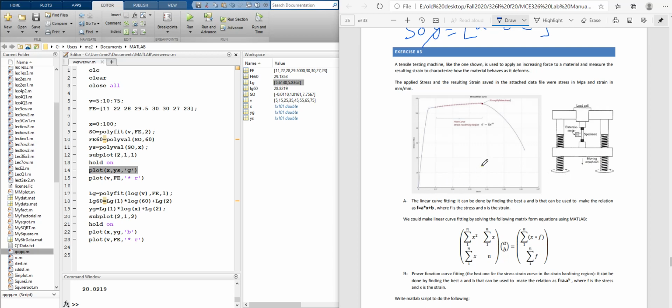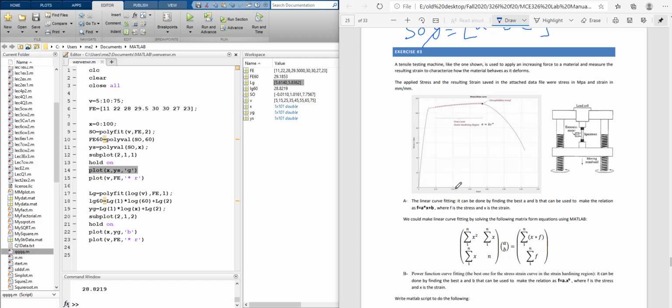Applying a tension load from both sides on the specimen, and measuring how much the load and how much the displacement, or extension, in the specimen. We got all of these data. As you see, all of these data, we have them.